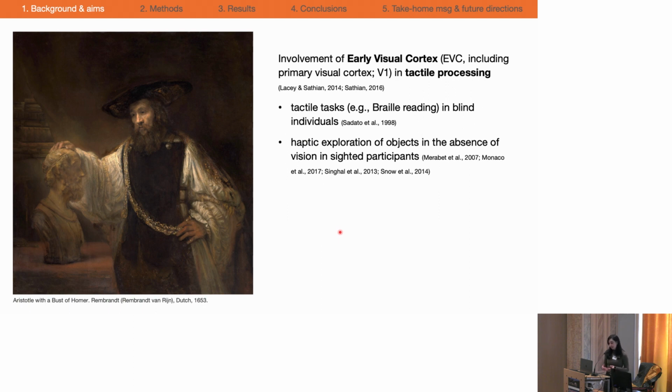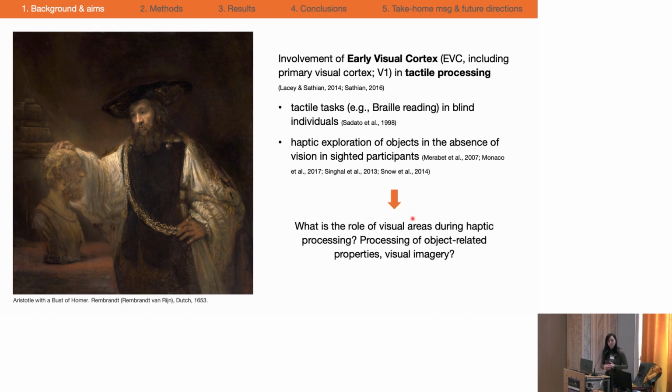In this regard, there are interesting neuroimaging findings showing that the early visual cortex, including primary visual cortex, V1, is involved in tactile tasks, for example, in braille reading in blind individuals, but also when sighted people haptically explore objects in the absence of vision. While these findings suggest that visual areas are involved in haptic exploration of objects, they also raise important questions. For example, what is the role of visual areas during haptic processing of objects in sighted people?